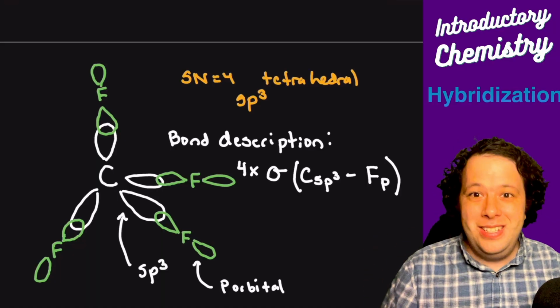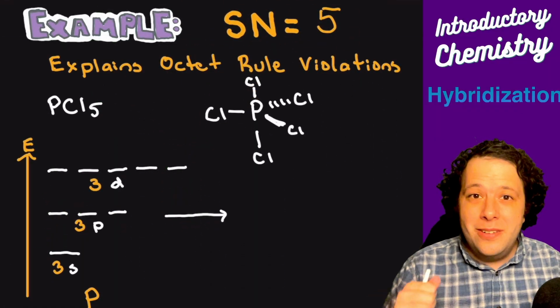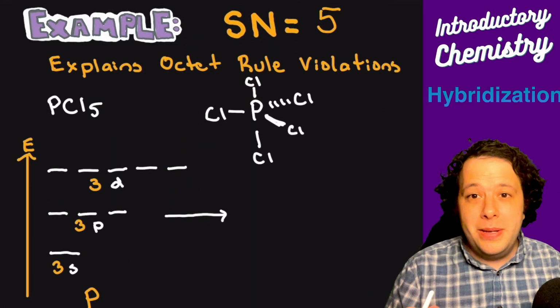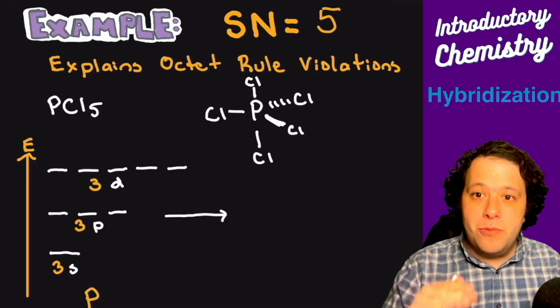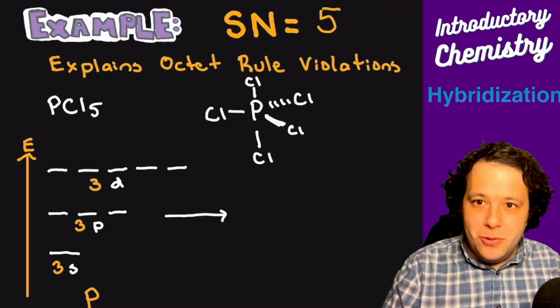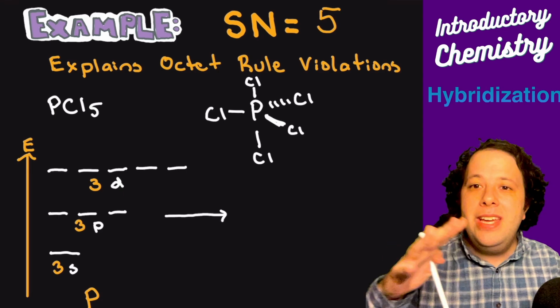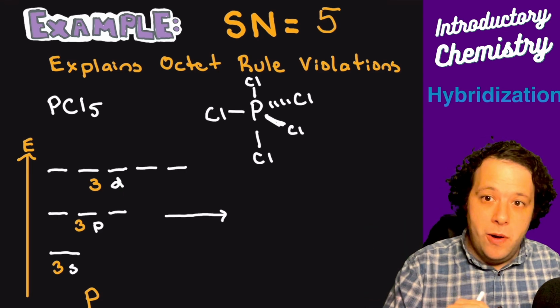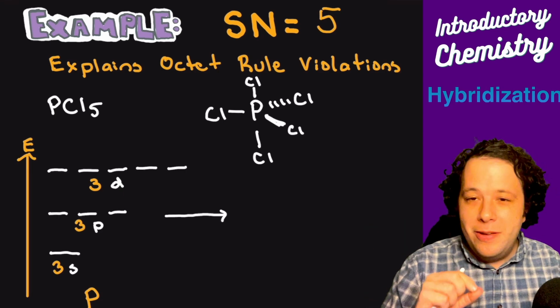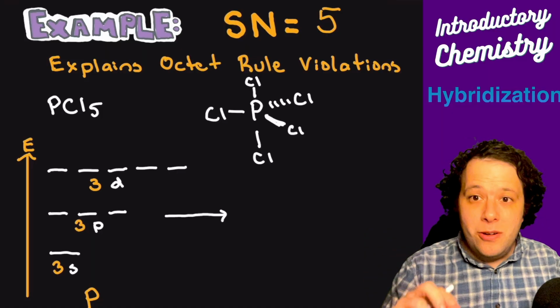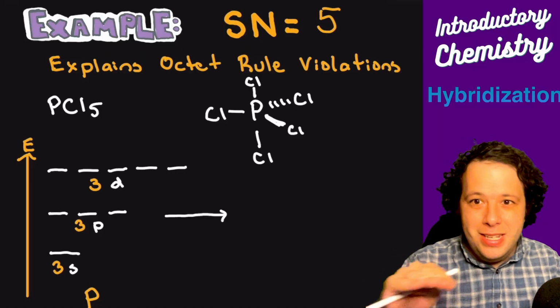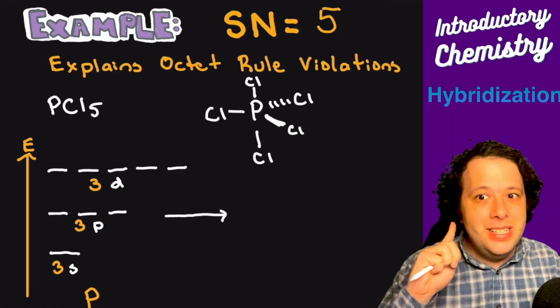Let's go into Sn equal to 5. Sn equal to 5 and 6 is when it starts explaining octet rule violations. When you get to the 3rd row of the periodic table, the d orbital becomes theoretically available based on quantum numbers. So if n is equal to 3, L can be equal to 2. Now at the 3rd row, the d block isn't there yet, but it exists.